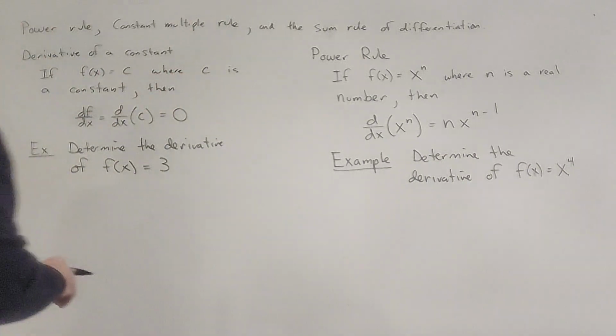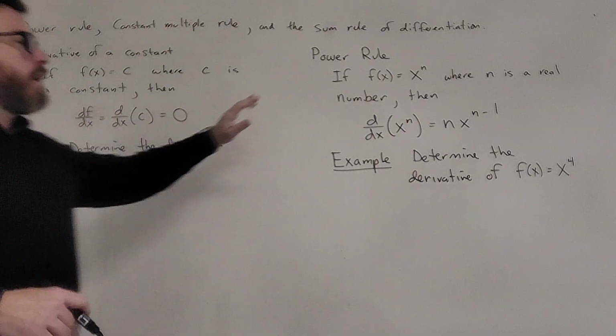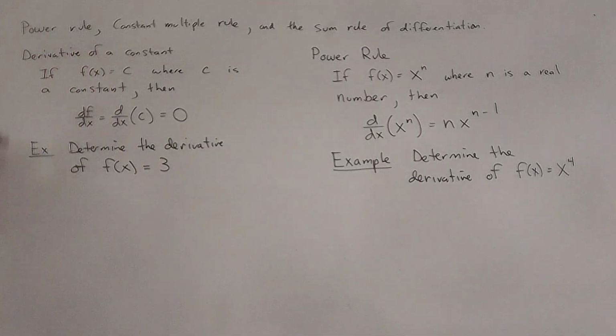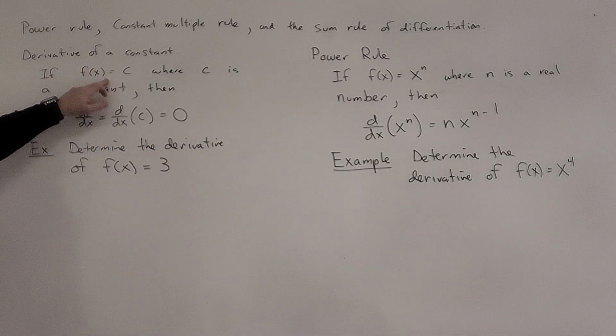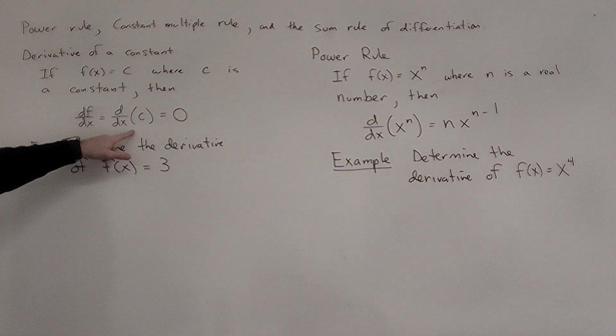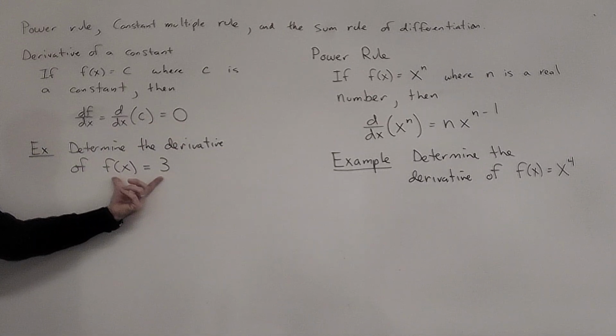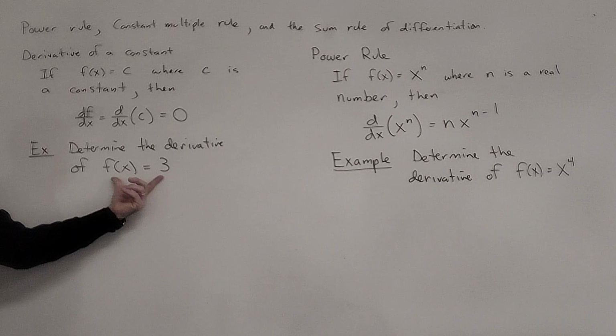So we're going to cover some basics of differentiation. We'll start with the derivative of a constant and then the power rule. So the derivative of a constant: if we have f of x equal to a constant c, then the derivative with respect to x of c is equal to 0. An example of that would be f of x equal to 3.